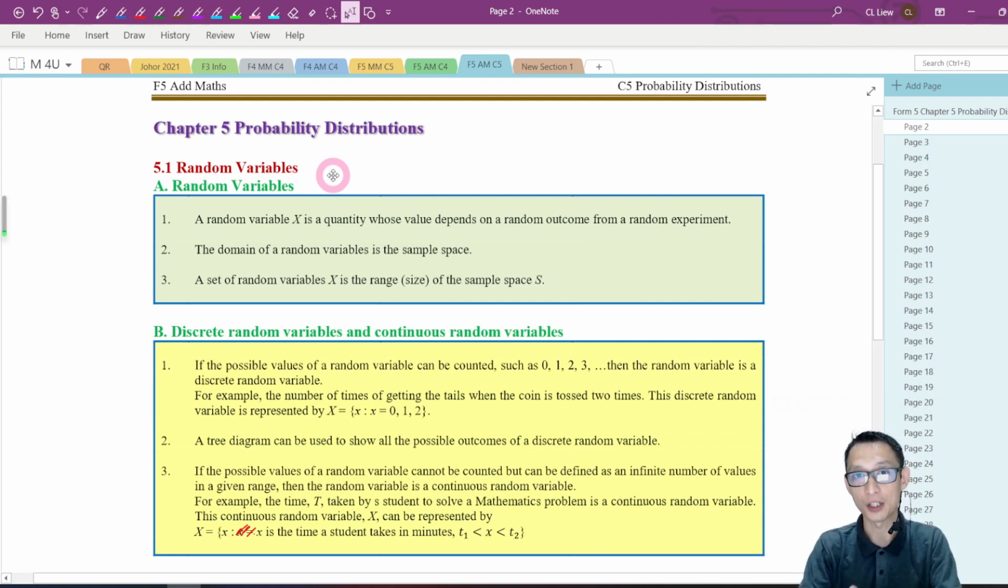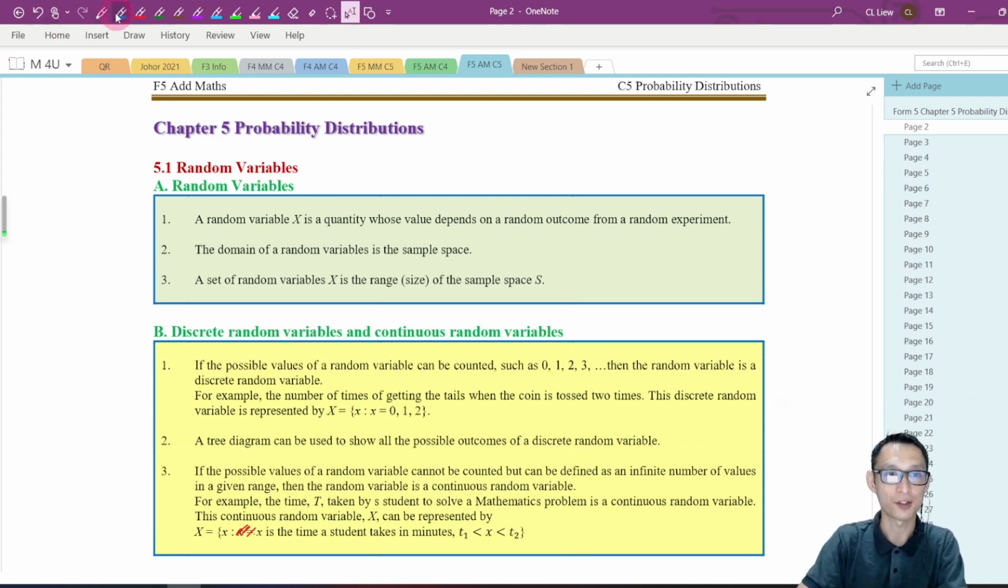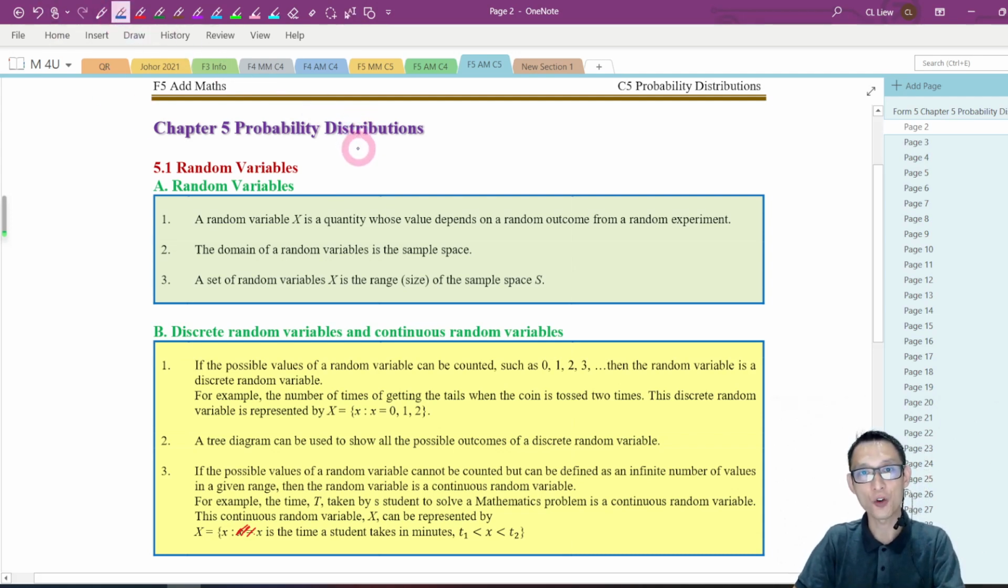For discrete random variable, we can count it. For continuous random variable, we do not count it, but we measure it. Let me give you an example. Let's say you toss a coin for 10 times. Okay, I change it to 5 times. You toss a coin for 5 times. X represents the number of times you get a tails when you toss the coin.